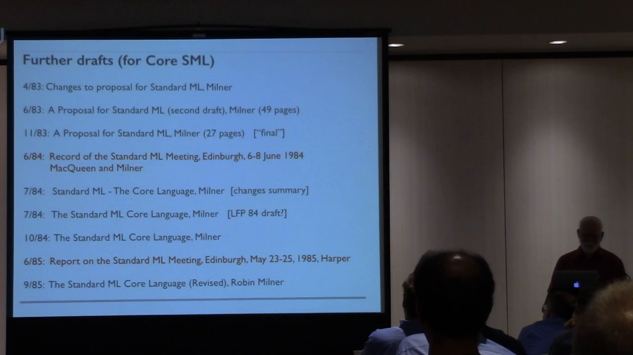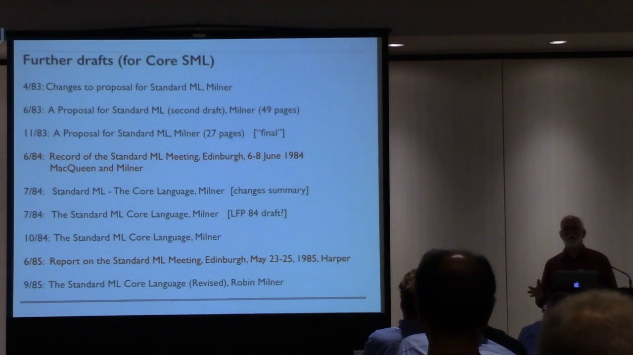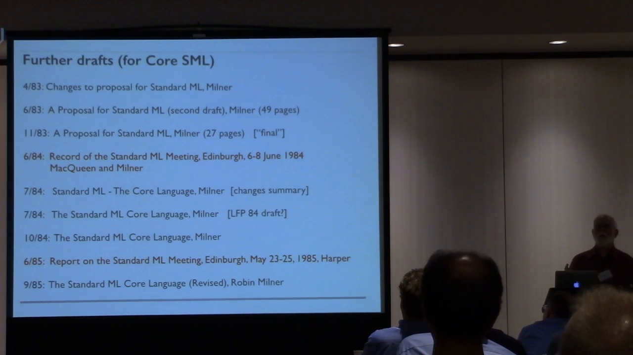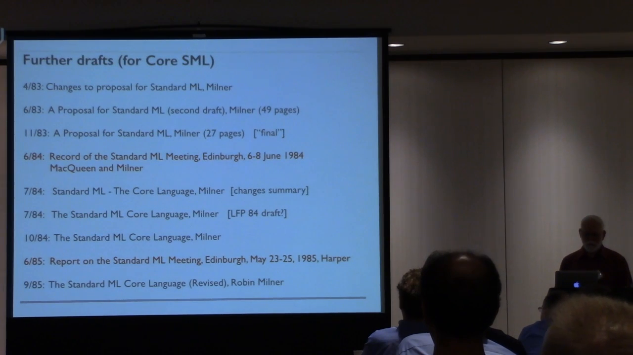And there, in 1985, there was actually the second standard ML meeting, which was actually called the ML workshop. So that was the very first ML workshop, 1985 in Edinburgh. There was a large group of people who attended that, and there were about 26 documents in the meeting record, various proposals and commentaries and so on. And Bob Harper wrote up a report on the meeting.